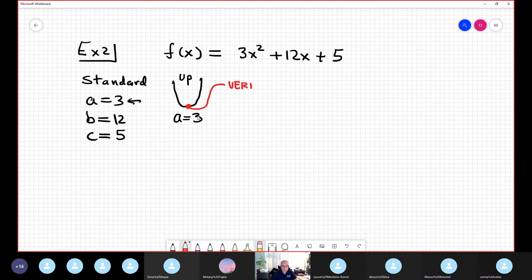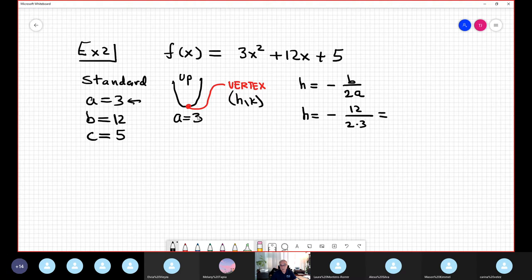In the vertex form it was extremely easy because I take h and k, but in this case, no. Unfortunately, I need to compute h and k. To compute h, I use my famous formula, minus b over 2a. H is the x component of the vertex. It's minus b, but b is 12, over 2 times a, which is 3. So 2 times 3 is 6, and minus 12 divided by 6 is negative 2. This is the h value that represents the x component of the vertex.